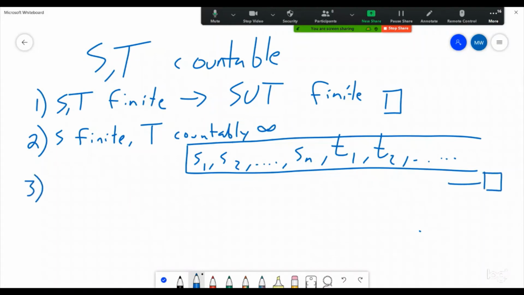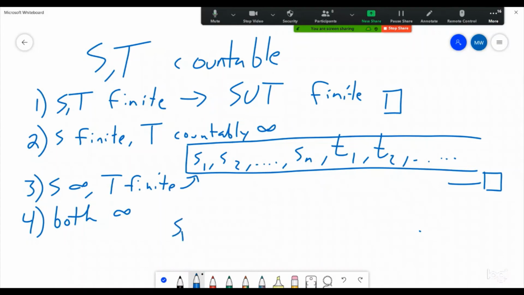Case 3 is where S is infinite and T is finite, which is the same thing as case 2. Just switch the S's and T's. And then the last case is where both are infinite. In which case we can't list one set until we finish and then list the other one, because then we'll never list our second set. So here we have to alternate. So you have S1, T1, S2, T2, S3, T3.